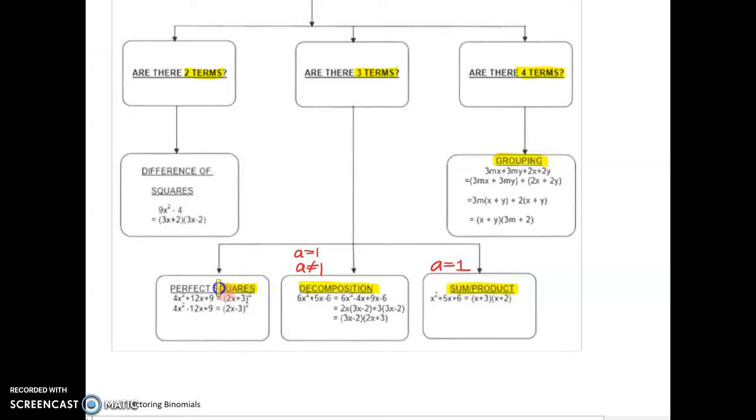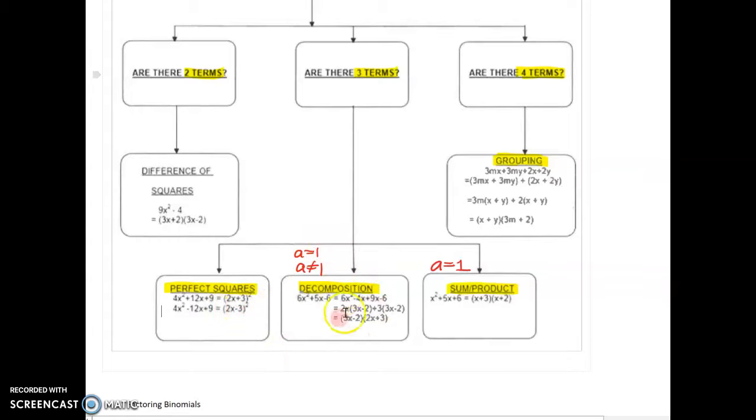Last class, we also covered perfect squares, which is where the first term and the last term in the expression are perfect squares, meaning they're 1, 4, 9, and so forth. So, like 1 squared gives you 1, or 2 squared gives you 4. And basically, it ends up making 1 bracket squared because it ends up being 2 of the exact same brackets.